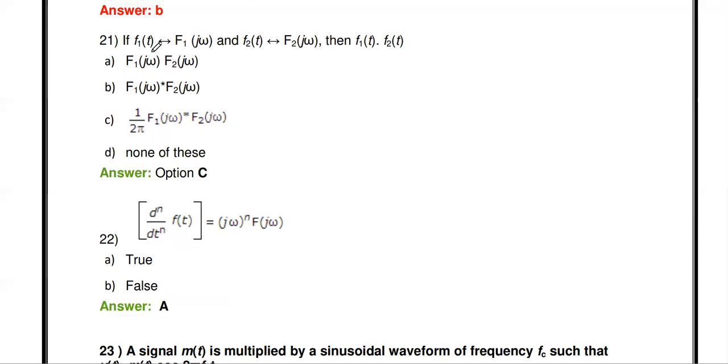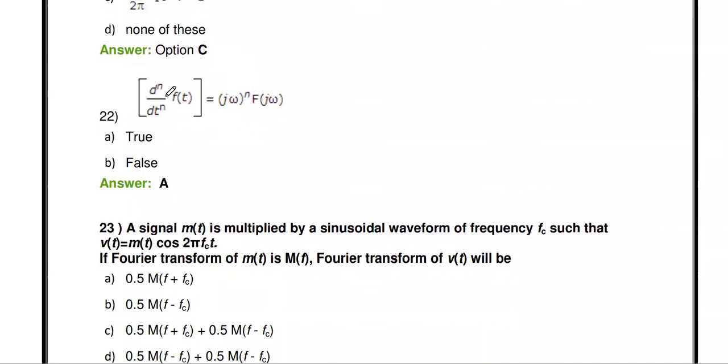And the next question: if f1 of t has the Fourier transform capital F1 of j omega, and the second signal f2 of t has the Fourier transform F2 of j omega, then what is the Fourier transform of f1 of t into f2 of t, if you multiply these two signals? The answer is 1 divided by 2 pi, F1 of j omega convolution with F2 of j omega. As per the convolution in frequency domain property, if you take multiplication in the time domain, the Fourier transform is the convolution of the individual Fourier transforms divided by 2 pi. If you multiply two signals in the time domain, the Fourier transform is the convolution between the individual Fourier transforms divided by 2 pi.